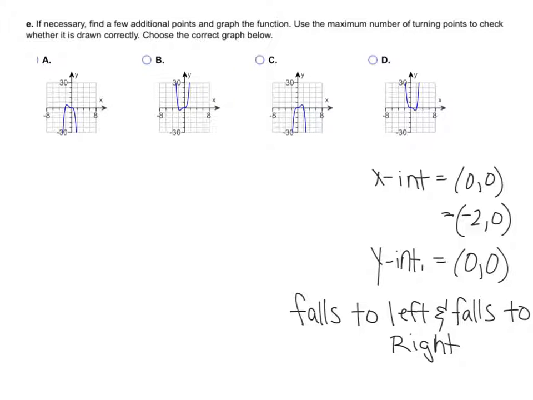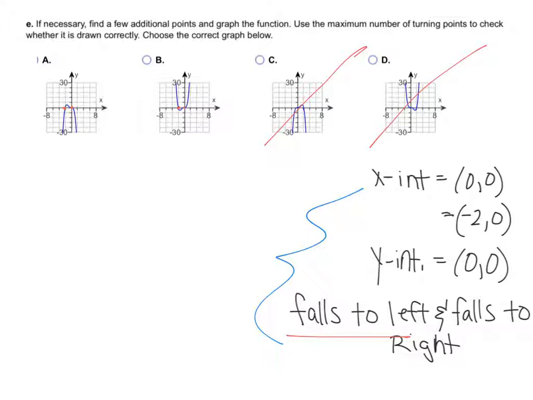If necessary, find a few additional points and graph the function. Use the maximum number of turning points to check whether it is drawn correctly. Choose the correct graph below. We're going to use the information we found in the previous parts to graph this function. So we have x-intercepts at 0 and negative 2. If we look at graph A, we have 0 and negative 2 here. In graph B, we also have 0 and negative 2. In C and D, we do not have the correct x-intercepts, so I know I can cancel those out. The y-intercept of 0, 0 is also on graphs A and B.